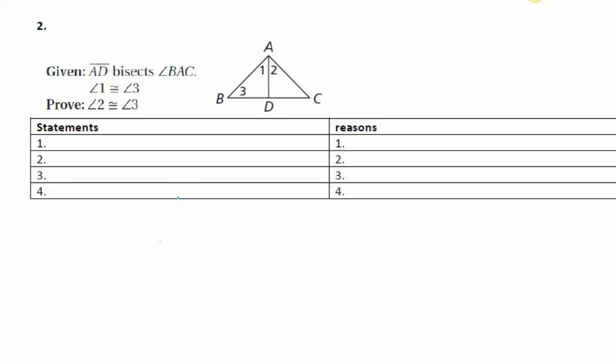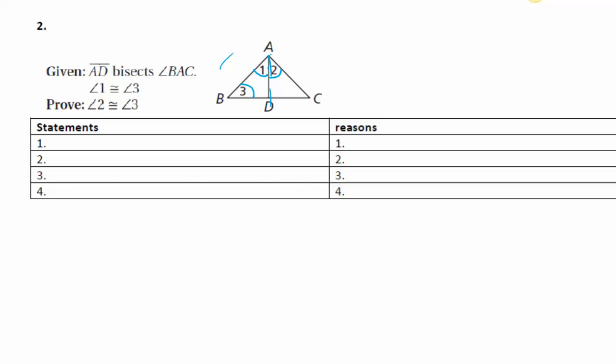Okay, I'm going to help you out starting with problem number 2. We have this triangle, and it says that segment AD bisects angle BAC, which means that angle 1 is congruent to angle 2 because of the definition of angle bisector. We're going to use that in the proof. We're also given that angle 1 is congruent to angle 3. That's part of our given. So you have 2 things to write down for your given. You can write them both on separate lines, so that'll take up 2 steps of your proof.